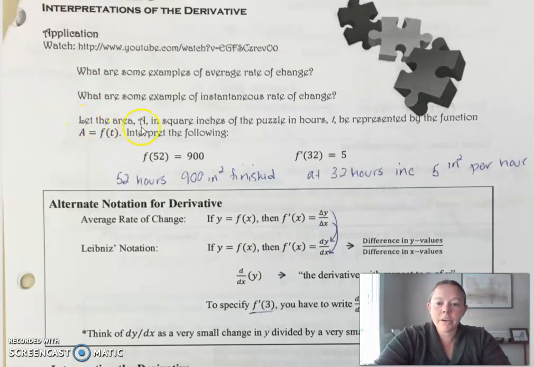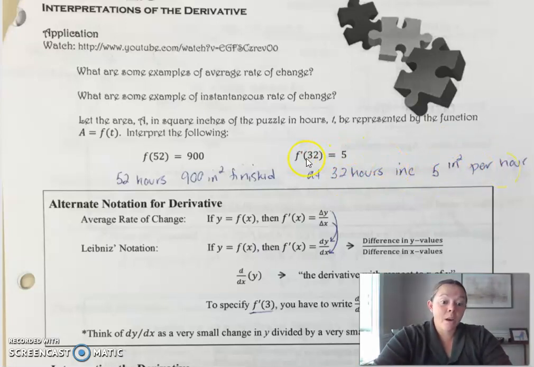So this says, let the area A in square inches of the puzzle in hours t be represented by the function A equals f of t. Interpret the following. So in this case, f of 42 equals 900. This would mean at 42 hours, she has 900 square inches finished. That's the function. But notice this little tick mark here, that's a derivative. So this would represent a rate of change. And notice it's positive, so we know she's completing more and more of the puzzle. She's not taking pieces away. But at 32 hours, we're increasing 5 inches squared per hour.